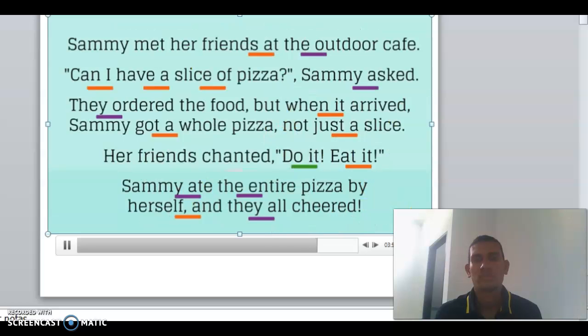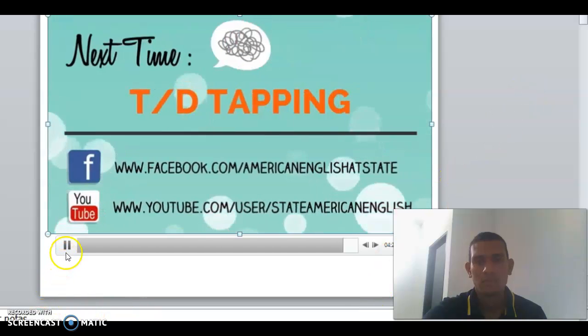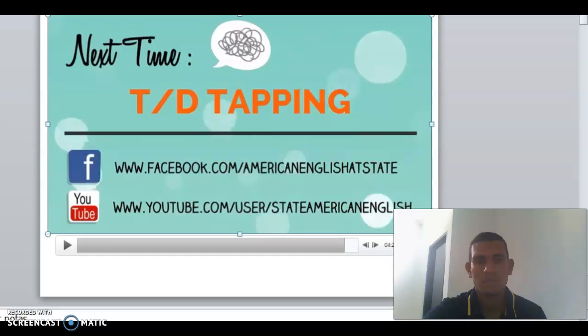Sammy met her friends at the outdoor cafe. "Can I have a slice of pizza?" Sammy asked. They ordered the food, but when it arrived, Sammy got a whole pizza, not just a slice. Her friends chanted, "Do it! Eat it!" Sammy ate the entire pizza by herself, and they all cheered. That's it for now. Next.